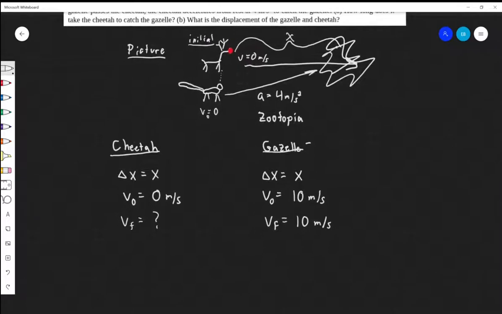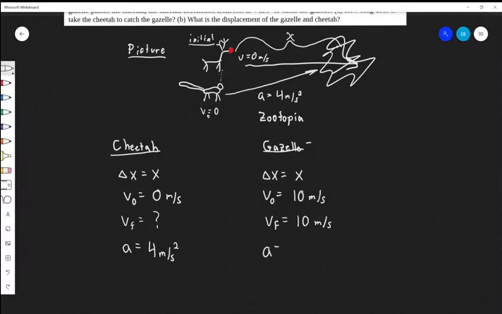So we're making some progress, writing down everything we want to know. We have accelerations. The acceleration of the cheetah, they tell us, is 4 meters per second squared. The acceleration of the gazelle is 0 meters per second squared. We know that because acceleration is a change in velocity divided by a change in time. Change in velocity is final velocity minus initial velocity, and our velocities are both the same, so it's 0. And then we have a change in time. The cheetah is running for t seconds, and the gazelle is running for the same amount of time, so the change in time for the gazelle is also t seconds.